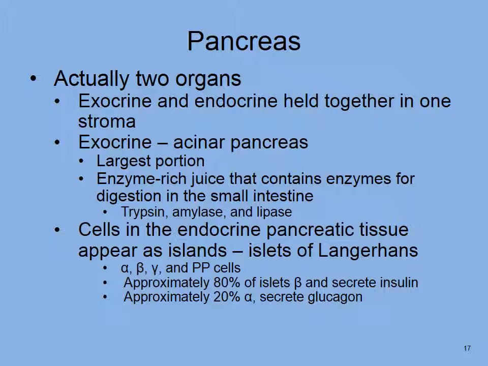It's got an enzyme-rich juice, and that contains enzymes for digestion in the small intestine. So that's trypsin, amylase, lipase primarily. And cells in the endocrine pancreatic tissue are in little islands. They're called the islets of Langerhans. We've got alpha, beta, gamma, and PP cells in the endocrine pancreas. So approximately 80% of islets are beta and they secrete insulin. About 20% are alpha and secrete glucagon.